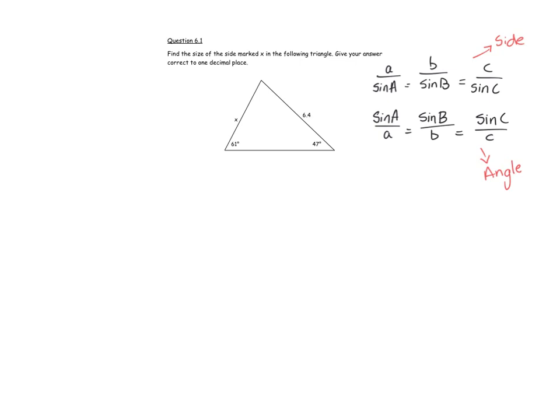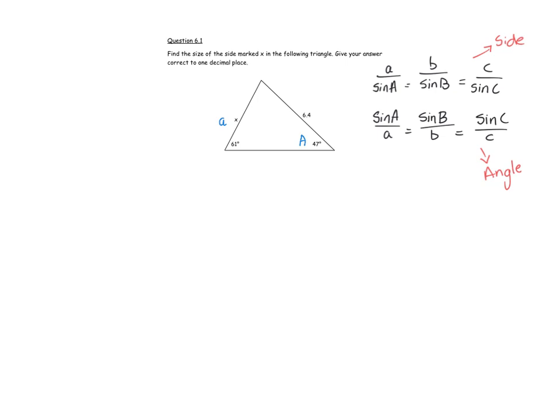Question 6.1 then says, find the size of the side marked X in the following triangle. Give your answer correct to one decimal place. What I'm going to do next then is label the sides and the angles. The best thing to do is figure out the side that you're looking for. So that side is X in this example. And what you do is you label that one a. So this one is small a. The angle opposite that is capital A.